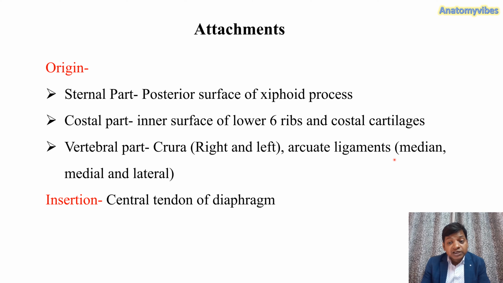So, what are the arcuate ligaments? Three arcuate ligaments are there. Median in the centermost position, lateral to that we have medial arcuate, and more laterally we have lateral arcuate ligaments. So from these structures diaphragm takes origin. Finally, where do they go? They go to the central tendon of diaphragm. So from all sides fibers are coming and finally going to the trifoliate central tendon of diaphragm.